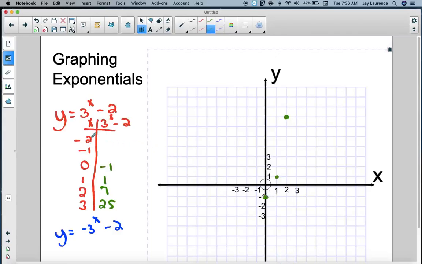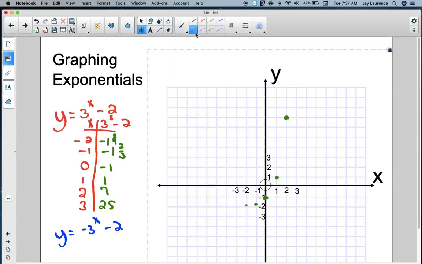Then if I put negative 1 in, I'm going to get 1/3. 2 minus 1/3 would be negative 1 and 2/3. Right, so negative 1 and 2/3. If I put negative 2 in for x, I'm going to get 1/9, so I'm going to get negative 1 and 8/9. Right? So we're getting closer and closer to negative 2.